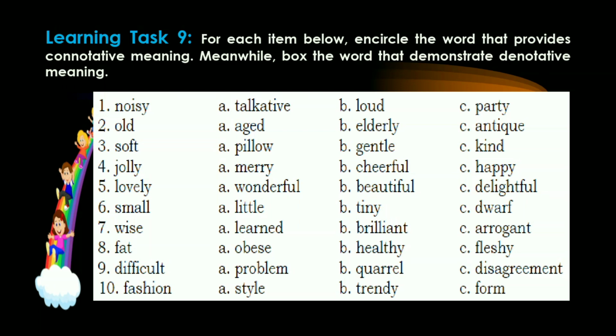Now we'll have the last learning task. Learning task 9. For each item below, you're going to encircle the word that provides connotative meaning. Meanwhile, box the word that demonstrates denotative meaning.